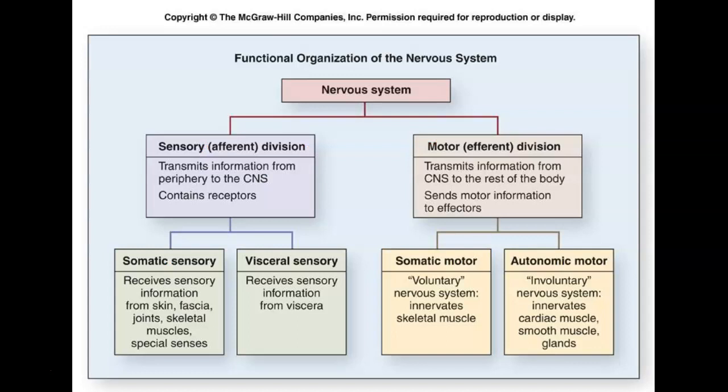Here's just a visual representation of how the nervous system is broken down. There are sensory divisions. So afferent really is going to the brain. So it's transmitting information from the sides or the periphery to the brain. And there's different subdivisions within there. Somatic just means body. Visceral has to do with your organs.